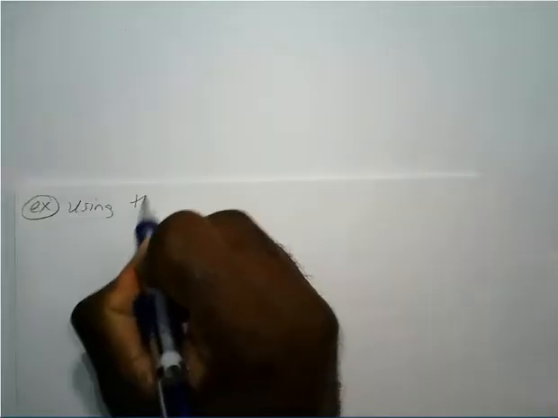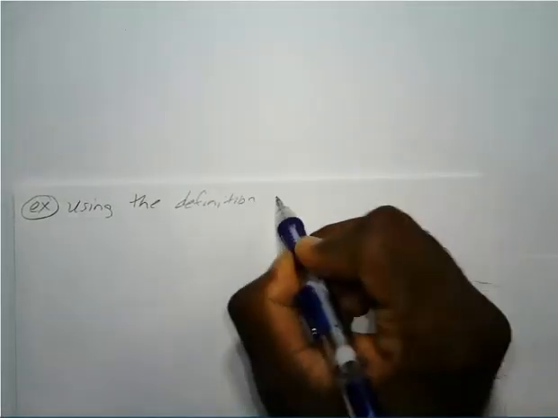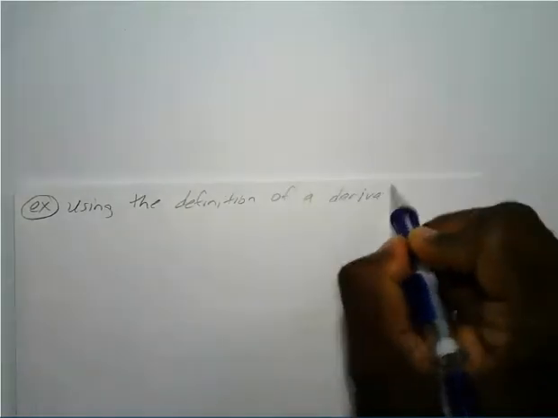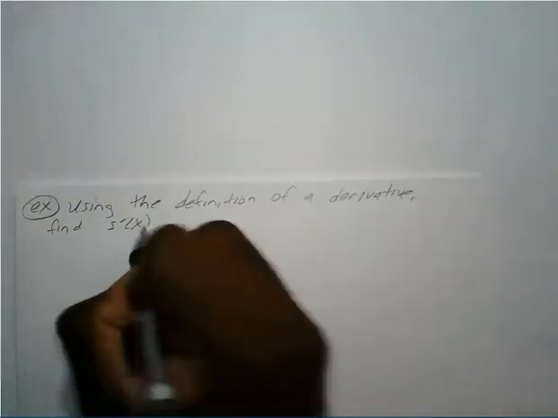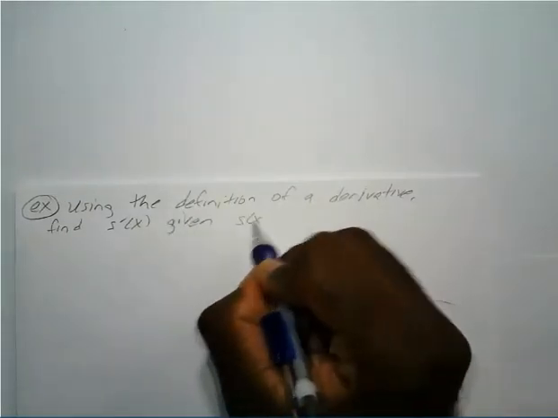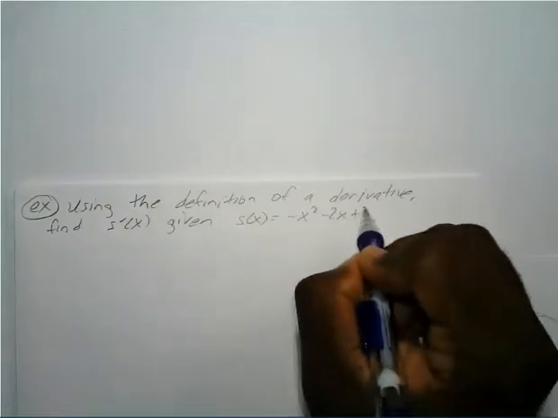All right, so let's say, for example, using the definition of a derivative, find s prime of x given that s of x is equal to negative x squared minus 2x plus 3.